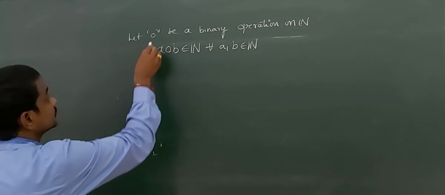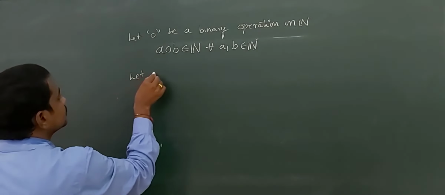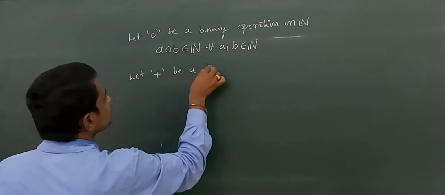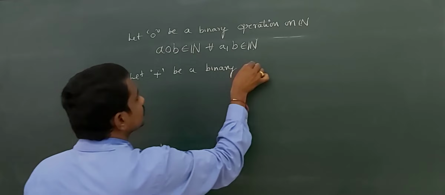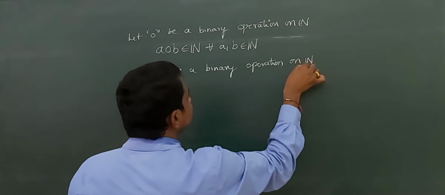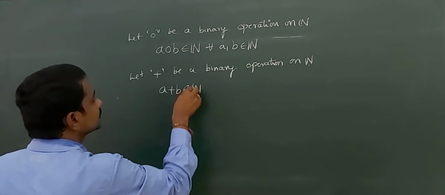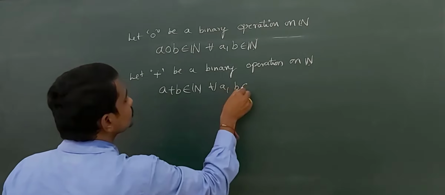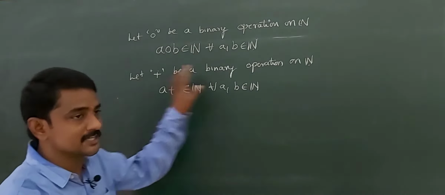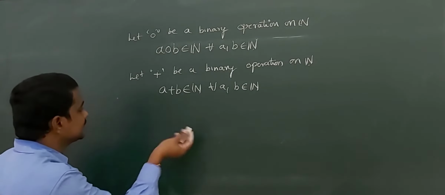Now we take addition in place of circle. Let addition be a binary operation on N, that means a plus b belongs to N for all a, b belonging to N. Addition is a binary operation since any sum of two natural numbers is again a natural number.